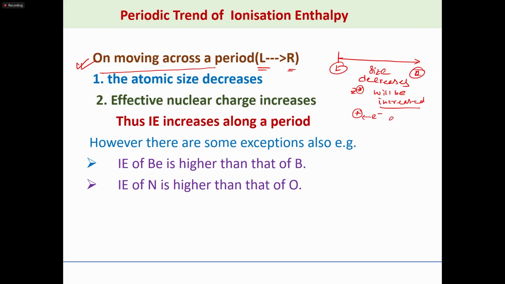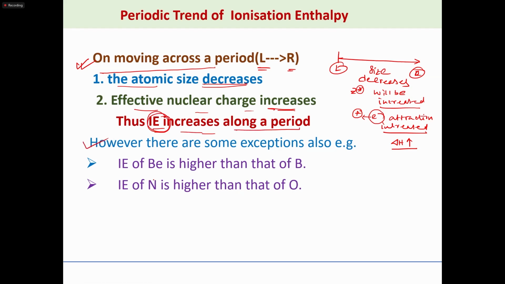So this attraction also increases. When this attraction increases, then to remove an electron from the outer shell, we need higher energy. Then the delta H value also increases. So when the size decreases, the effective nuclear charge increases. That's why the ionization enthalpy also increases along the period.